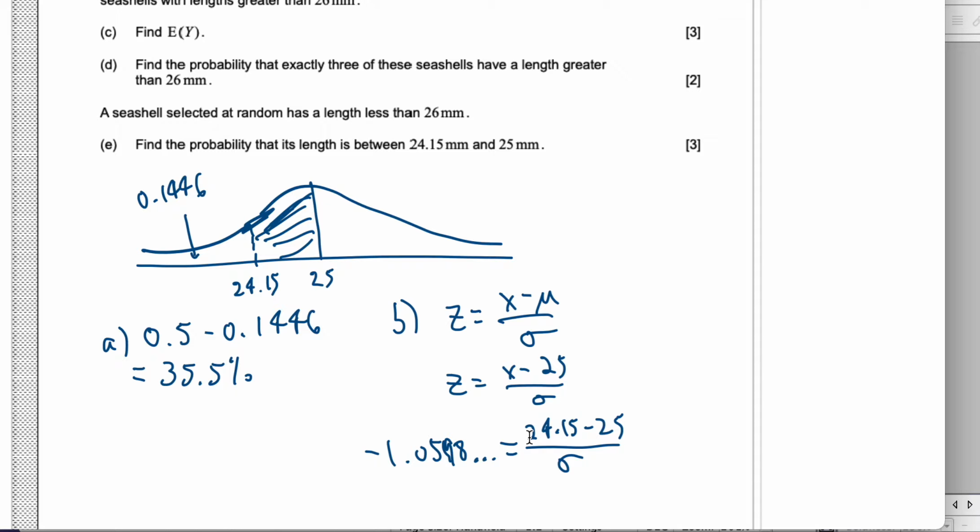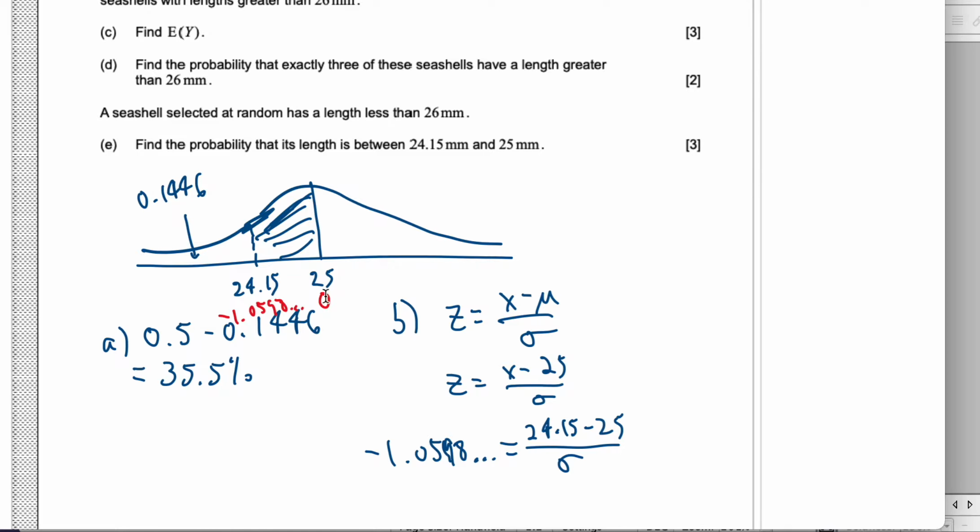Just a note here. Why I like the diagram as well is that this is for the original distribution, but if you wanted to look at the corresponding z, I'll change colors here. So this would be 0 in terms of the z, and the standard deviation is 1, which allows us to find the corresponding z value for this. So what we just found was negative 1.0598.